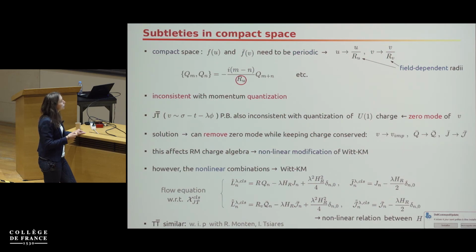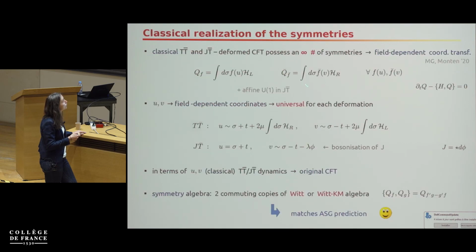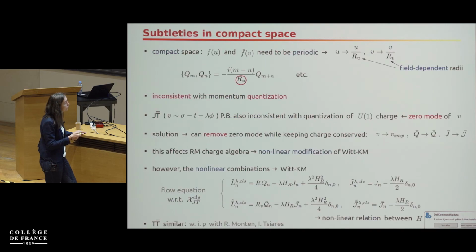So the solution to this problem is that it is actually possible to remove the zero mode while keeping the charge conserved. That's not totally trivial to do in the Hamiltonian formalism, because time and space are treated differently. So you're subtracting some particular zero mode from here. You're sending V to some improved little v, such that the corresponding charge is still conserved. And for the bar charges, you get some new charges where the curly Q you're integrating with this F bar of V improved and so on. And similarly for the improved affine ones.